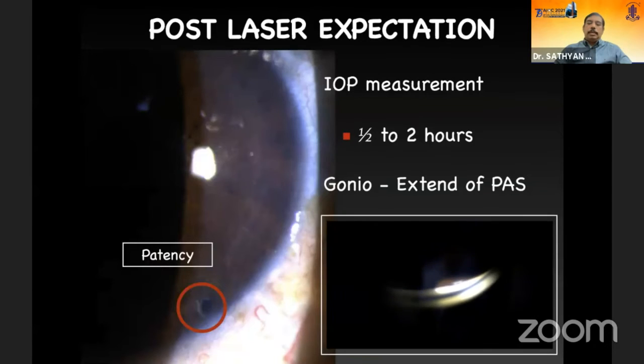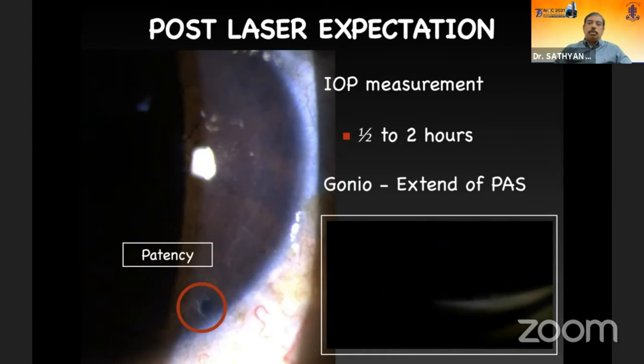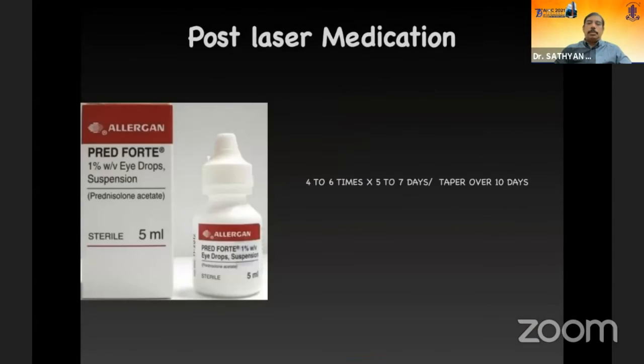And we have to make sure again how much of the peripheral anterior synechiae is present in the gonioscopy, whether you do it immediately or a little later on the follow-up. But IOP measurements need to be checked at the end of half an hour to 2 hours to make sure that there are no acute spikes in the intraocular pressures.